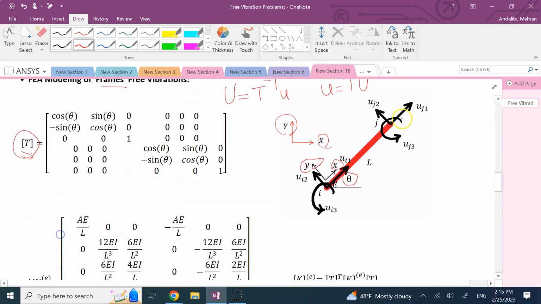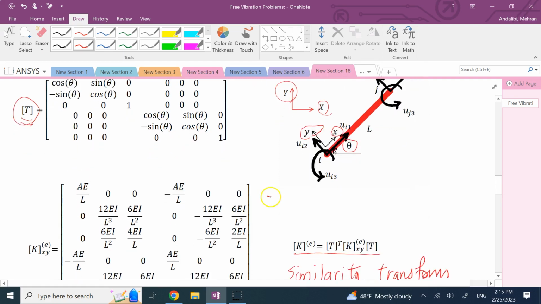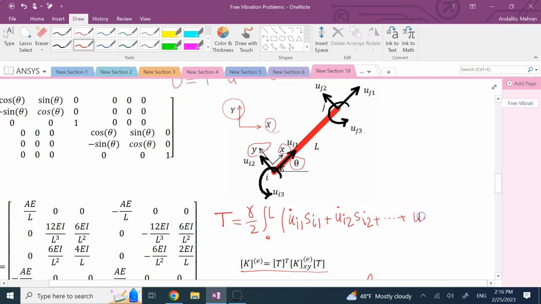So if you want kinetic energy in this system, of course, it's going to be all of the degrees of freedom together, right? I don't want to derive anything, but your kinetic energy is basically gamma over 2, the integral from 0 to L of ui1 dot si1 plus ui2 dot si2 plus dot dot dot plus all the way to uj3 dot sj3, dx. Okay, so you have the 6 shape functions multiplied by the nodal velocities, and then this should be squared, and that is your kinetic energy in this case.